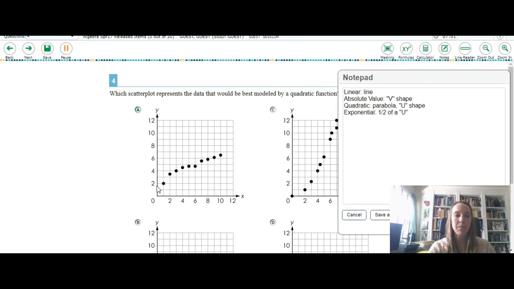So here, when I'm looking at the scatter plot, my line of best fit, and if you can see my arrow right there, that looks pretty close to a line. So I would say A is not going to be an example of a quadratic function. Remember, quadratic is going to be a U shape.